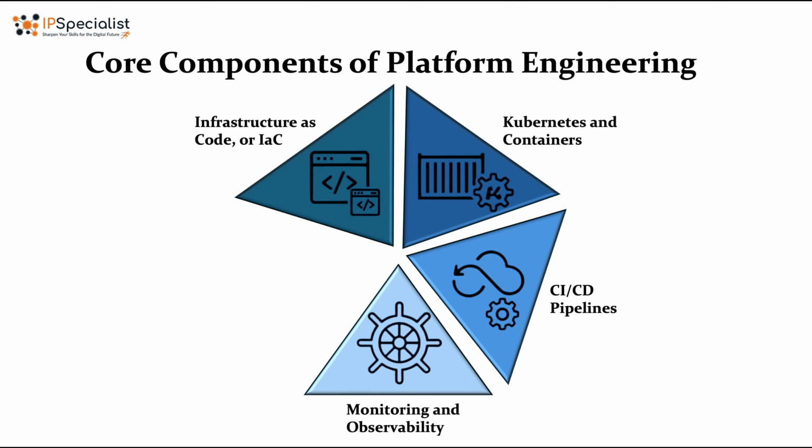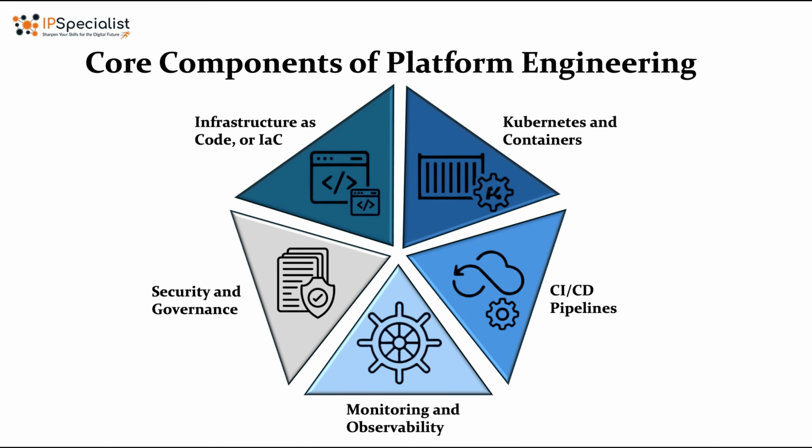Once applications are running, tools like CloudWatch, Azure Monitor, or Prometheus help track performance, detect issues, and maintain reliability. Finally, security and governance. Every platform needs to stay secure and compliant. Services like AWS IAM or Azure RBAC help control access, manage secrets, and enforce policies across environments.